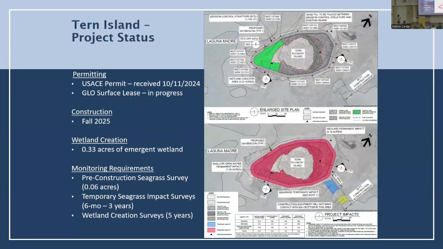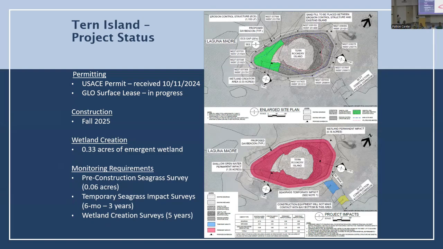As for the project status, we do have a permit in place. We are still waiting on our GLO surface lease. We do hope to construct in the fall of 2025. As part of the Corps permit, we are required to monitor. We do have some temporary seagrass impacts within the construction corridor. It's 0.06 acres, very tiny, but we will be monitoring. So we will have to do seagrass surveys prior to the construction, and then 90 days after the construction, and then yearly after that.